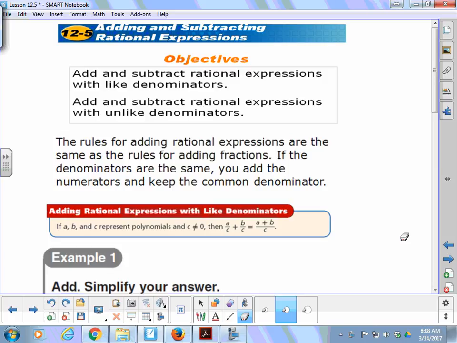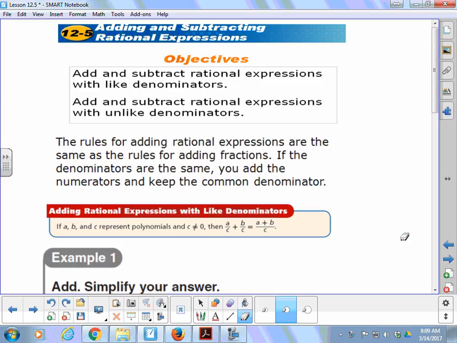Today we are going to add and subtract rational expressions. Mostly the ones that we're going to look at are going to have a common denominator to start with. We have some that won't have a common denominator, but we're going to look at those that are not real difficult to do. So we're going to do the simple ones first.